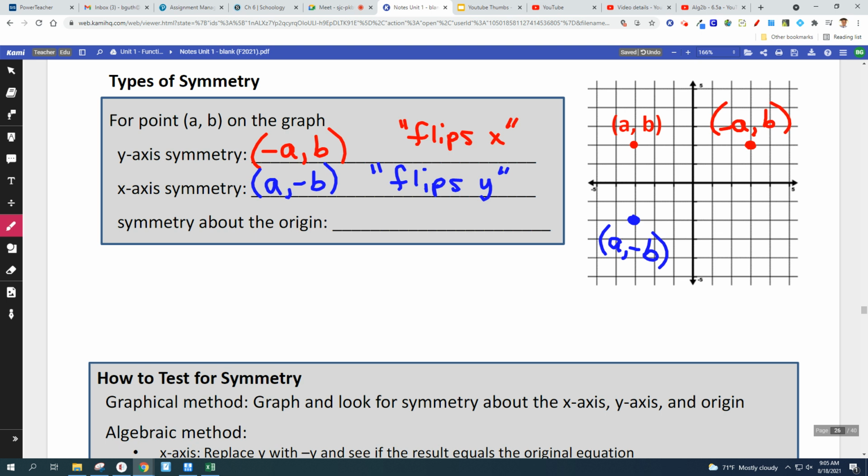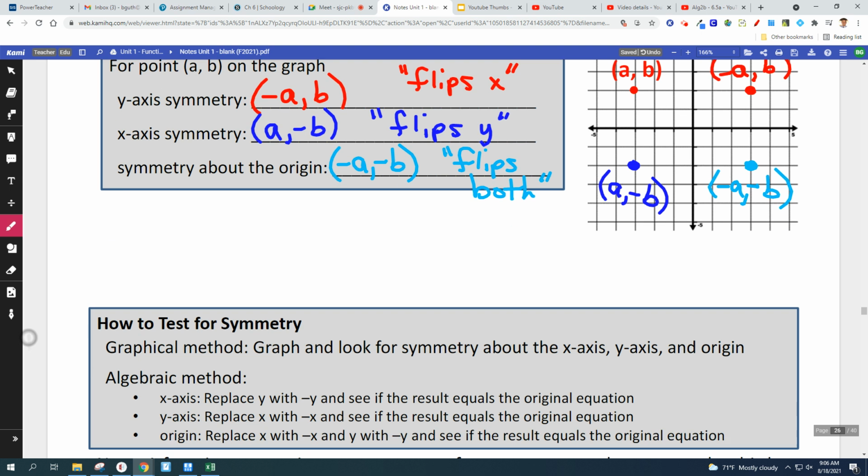Symmetry about the origin does them both. If you can imagine flipping them both, you're going to end up over here. If I take the opposite of the A number and the opposite of the B number, we're going to be there. Symmetry about the origin flips both. So it's kind of weird because for y-axis we flip x, for x-axis we flip y. Origin symmetry does both.